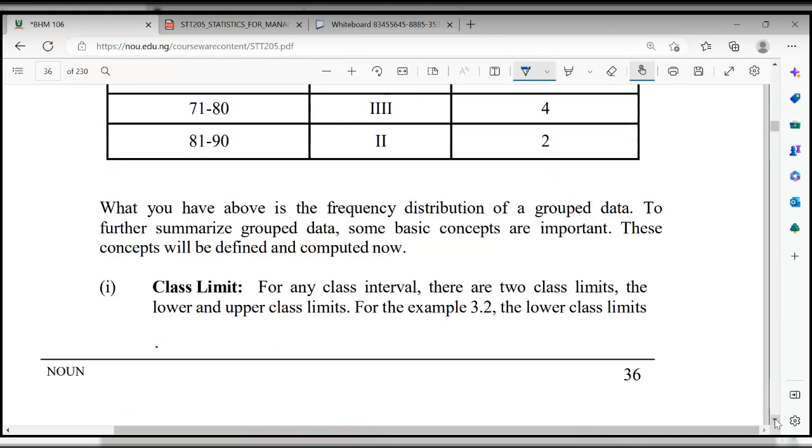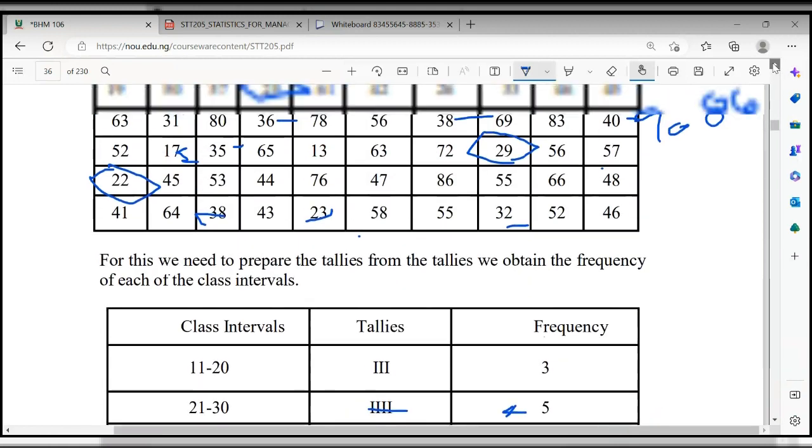So class limits. So from what we have seen now, I think you now understand everything. Mr. Sonny, do you understand? I don't. Sorry. This 50, is it the total frequency or what? Yeah, that's the total now.